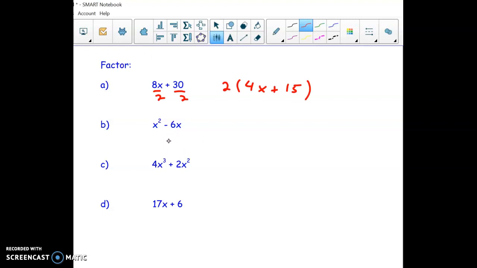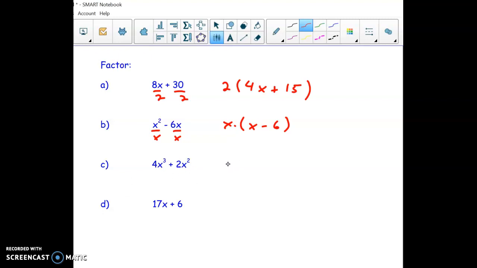All right, next one, there's no number that evenly divides all of them, but they do have an x in common. So we can pull an x to the front. So we have x times x minus 6. Getting a little more complex here.